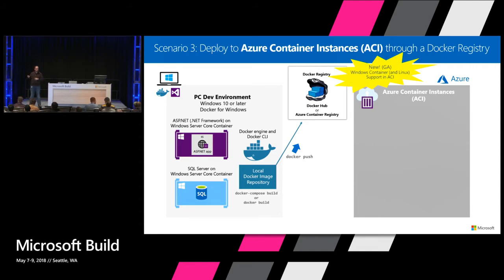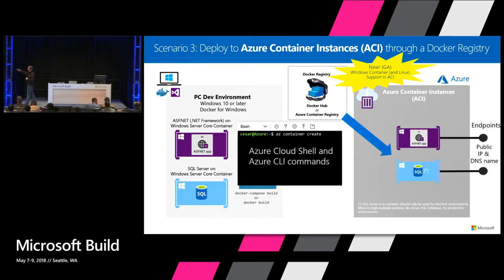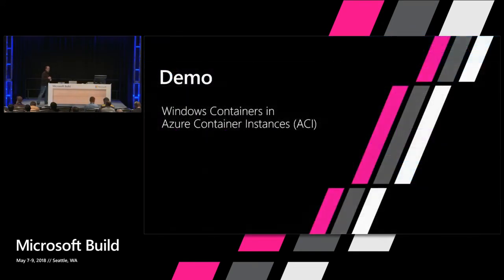So the way you do this is with the Azure CLI commands. You can do it from PowerShell or Windows, or also from Azure Cloud Shell within the browser. And it's not just deploying the container. It will also create endpoints with a DNS, fully qualified domain. And so it's super easy to do. So that's the demo I'm going to do now.